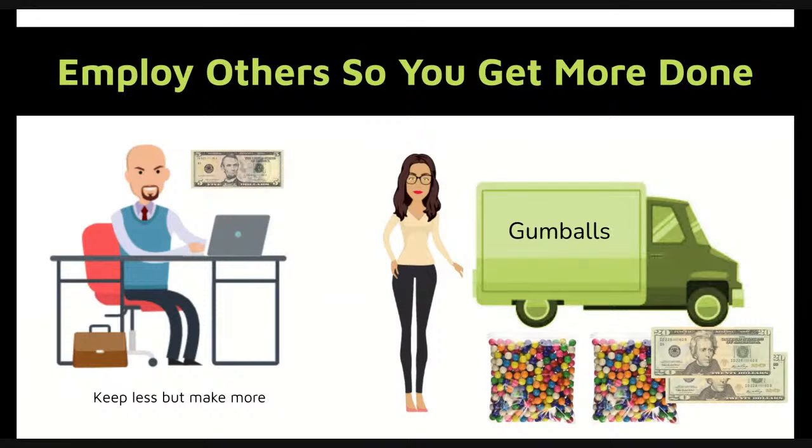Now, once we've done that, we've got a nice ROI, good return on our investment. We can employ others to get more done by reinvesting our profits. You can see here that we have Cartoon Larlin here with the gumball truck. We've invested our profits. We got the gumball truck. We've got a stash of gumballs. We have got our employee.